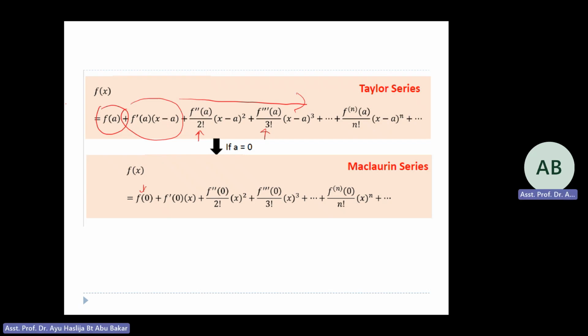Now we have true error and approximation error. True error is the true value minus the approximation value. The approximation value here is from the equation, the terms that you use.